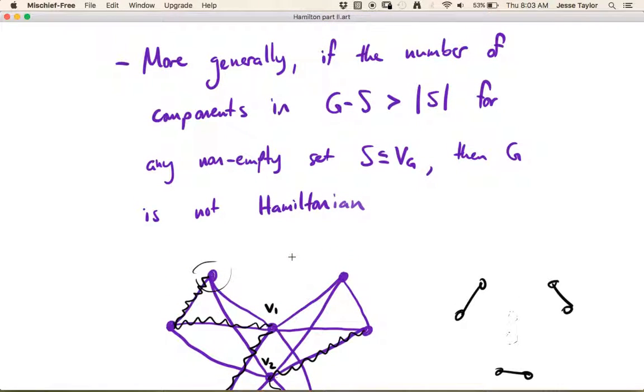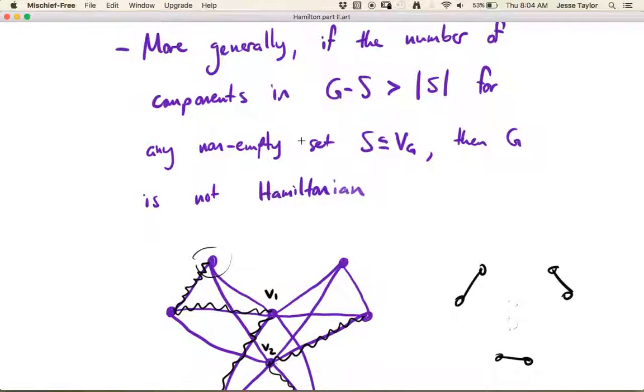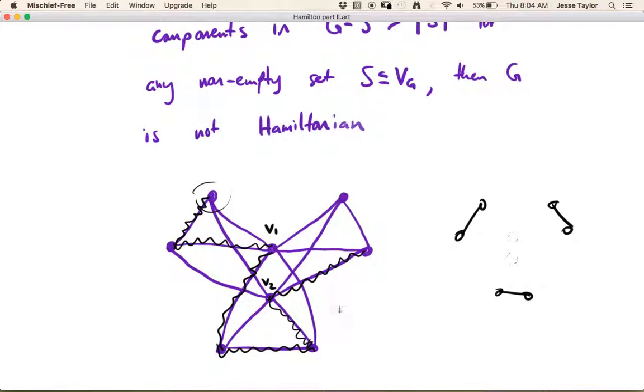So essentially what this says in purple up here is that if you remove a couple of vertices and you end up with more components than vertices removed, then that's not okay, because you're not going to have enough leeway to get between all of these pieces to hit every single vertex and get back to where you started.